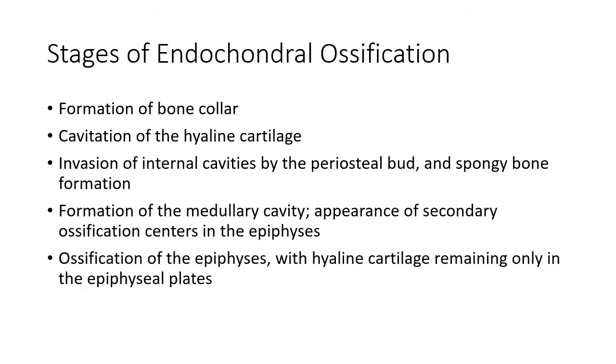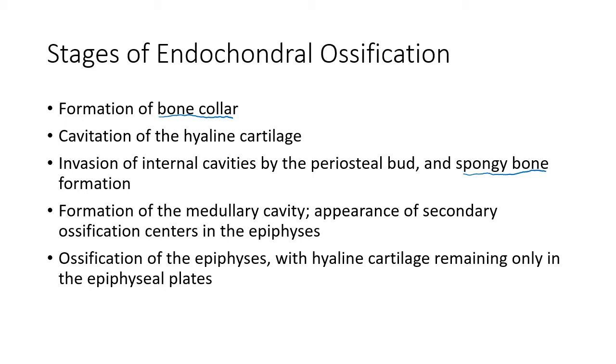Initially, once again, we're going to start endochondral ossification by having a primary ossification center, and that primary ossification center is going to develop a bone collar. From there, the hyaline cartilage is going to start to be broken down, and we're going to get kind of pockets forming in there. We're going to get cavitation of the hyaline cartilage, and within that, the osteoblasts are going to start to form, and we're going to start to see the formation of spongy bone in the center of the bone.